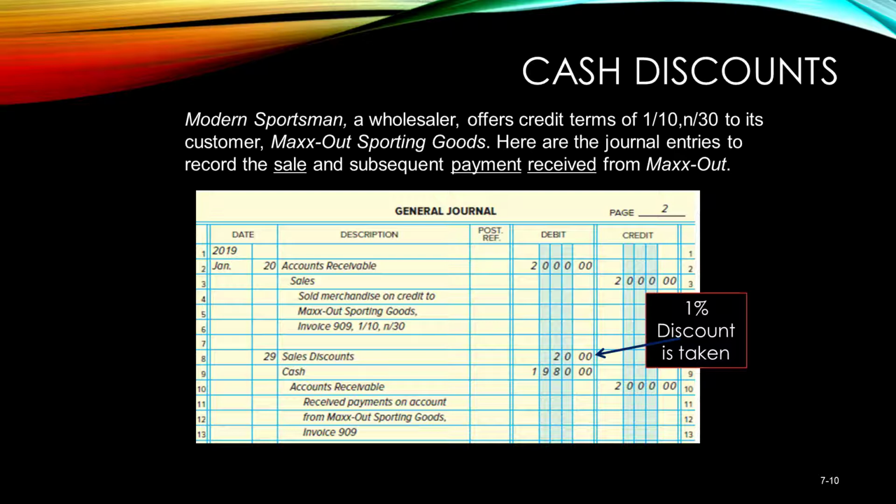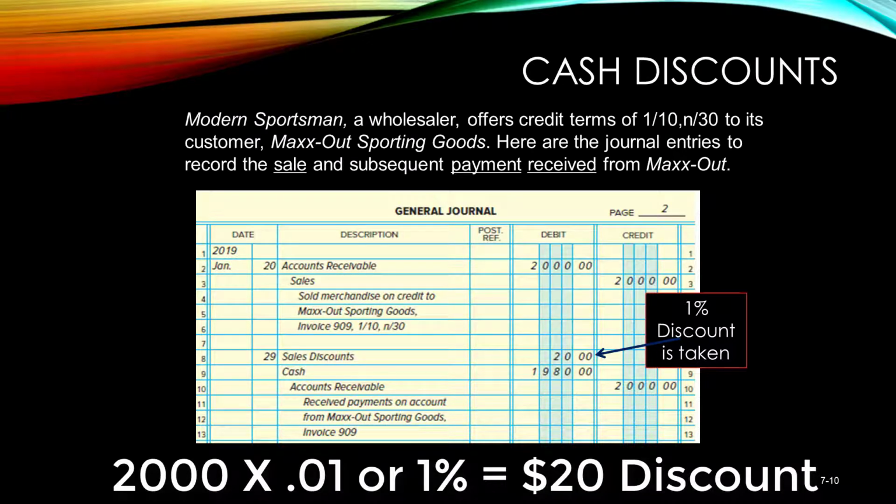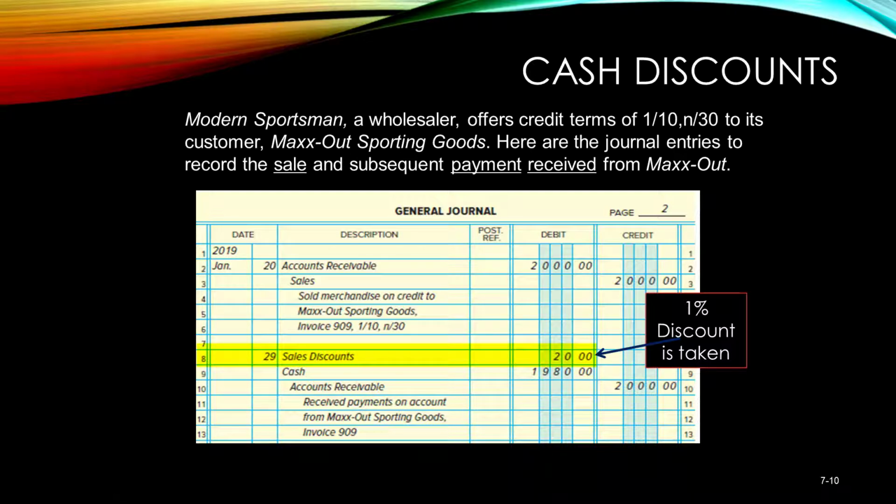The journal entry to record the initial sale and the subsequent cash receipt within the 10-day discount period is shown. Notice that a 1% discount off of the original sale of $2,000 resulted in a prompt pay discount of $20. This $20 discount is recorded in a special account called sales discounts. Sales discounts will be used to offset the sales value on the income statement. We'll see this later in the video.